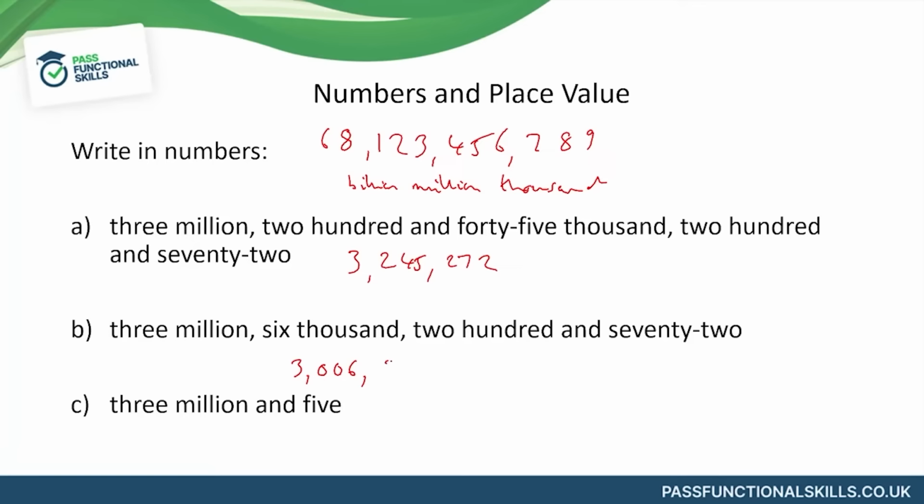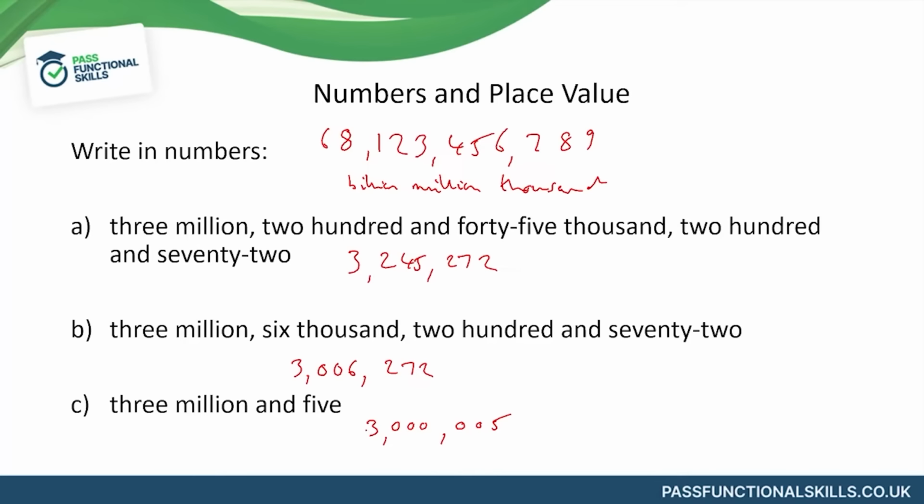and 272. Okay, the next one, 3,000,005. So 3 comma for the million. The next comma is for 1,000, but there aren't any thousands, so I have to fill these with 3 zeros. And 5, again, I have to write 3 digits, so that has to be 005, not 500 or 050, because that would be 500 or 50 respectively.